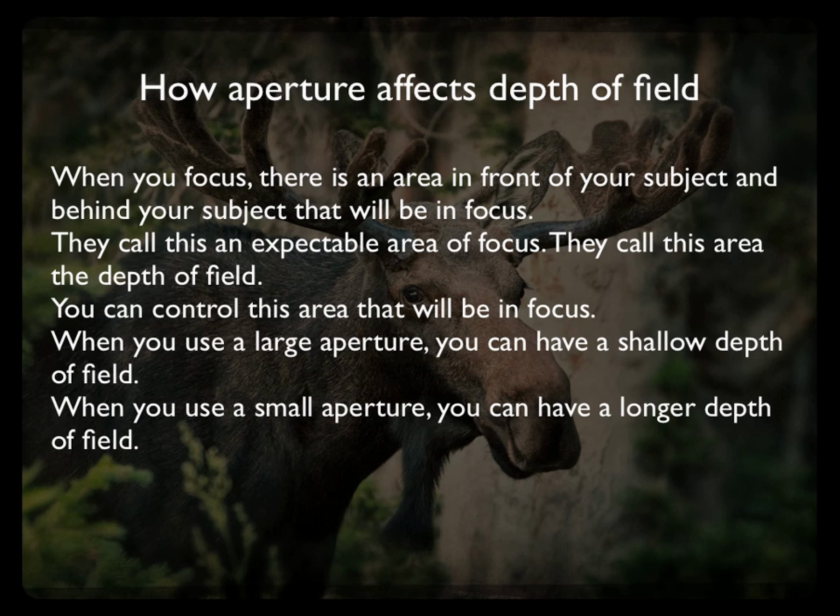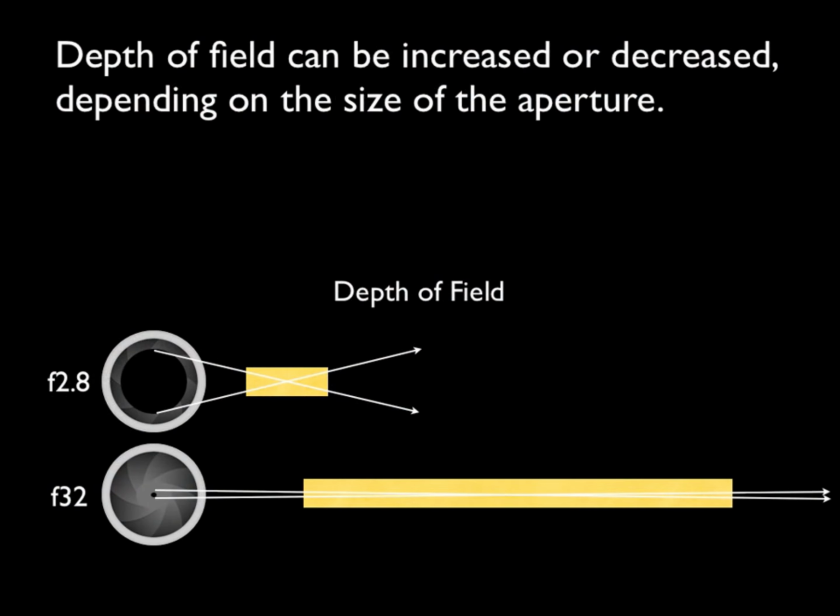When you use a large aperture, you can have a shallow depth of field. When you use a small aperture, you can have a longer depth of field. Depth of field can be increased or decreased depending on the size of the aperture.